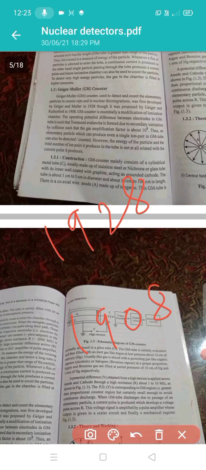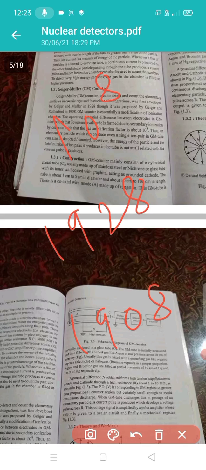The operating potential difference between the electrodes in the GM tube is such that a Townsend avalanche is formed due to secondary ionization by collision, such that the gas amplification factor is about 10 raised to 8. We already learned it. In the GM counter region, the gas amplification factor is 10 raised to 8 and it is very large. Thus, an elementary particle which can produce even a single ion pair in the GM tube can also be detected.